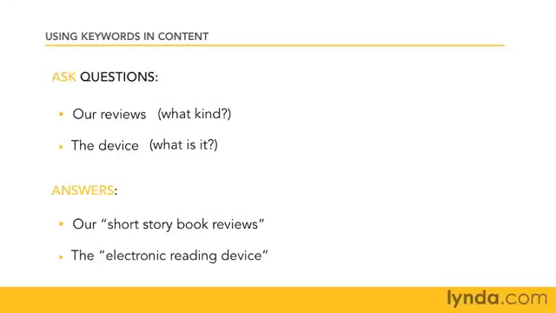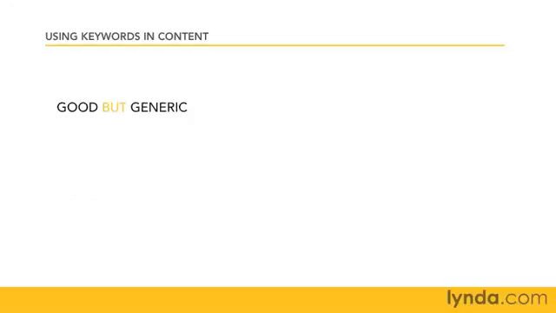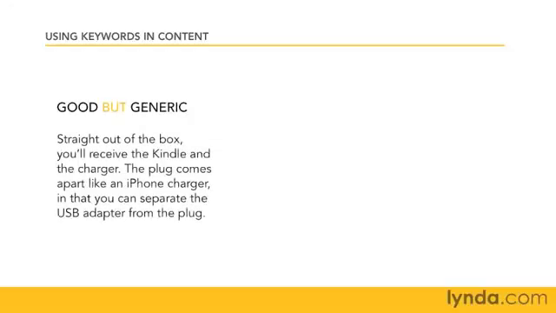Here's another example of good but generic content. This paragraph from the Kindle site says, straight out of the box, you'll receive the Kindle. What kind of Kindle are we talking about here? You'll receive the Kindle itself and the charger. Well, what kind of charger is it? The plug, again a generic word, comes apart like an iPhone charger in that you can separate the USB adapter from the plug. Again, just a generic word. What kind of plug are we talking about here?